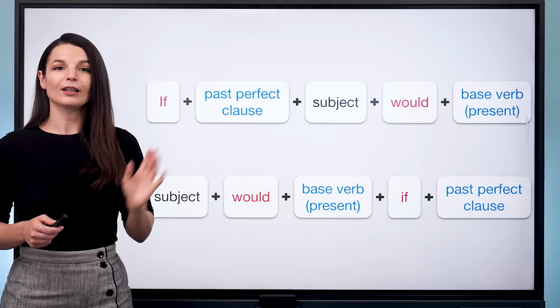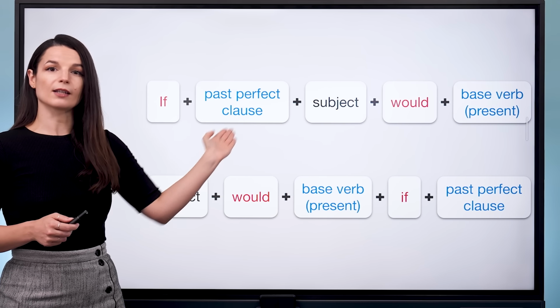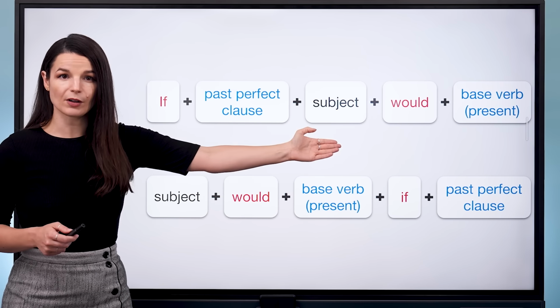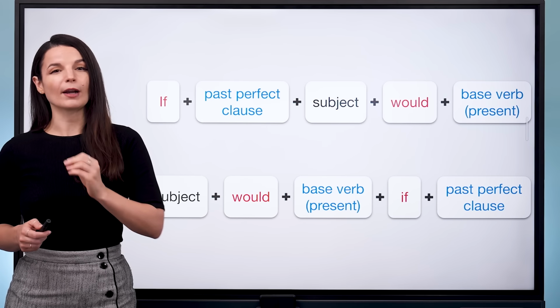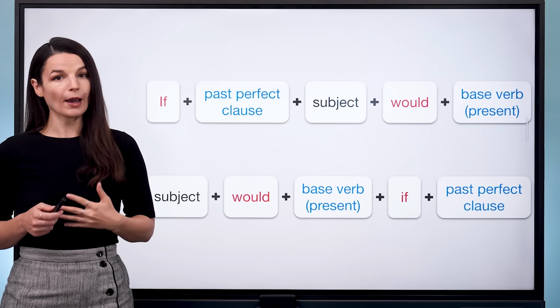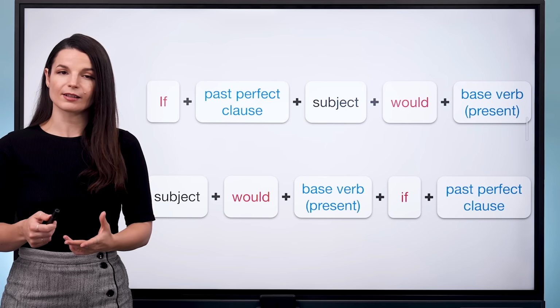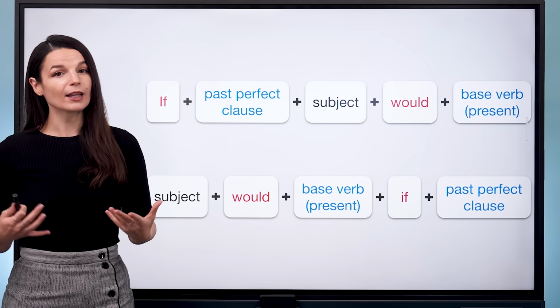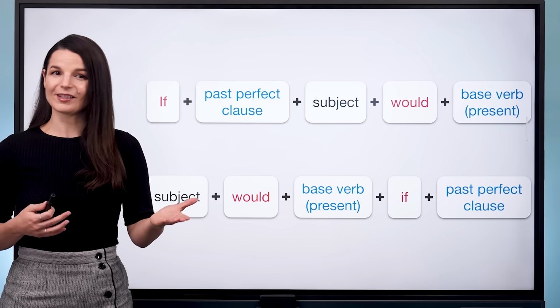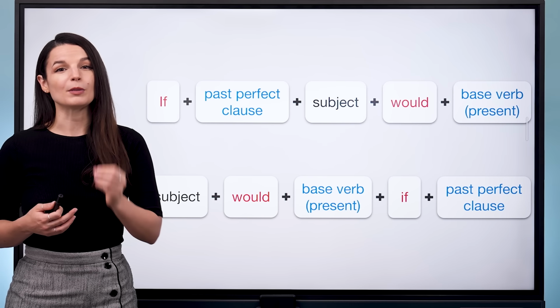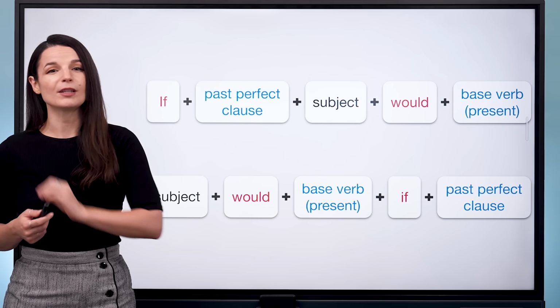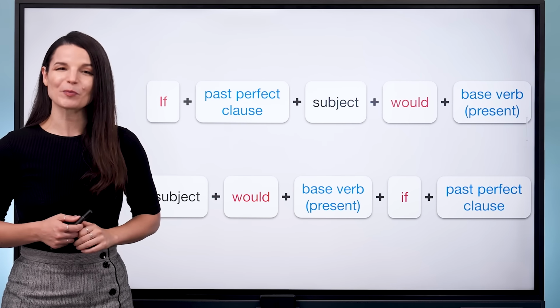This sentence pattern, if, past perfect clause, subject, would, base verb, is used to talk about regrets or wrong decisions from the past that affect the present. It helps the speaker reflect on something they did or didn't do and what the result would be now if things had been different. Let's go part by part.